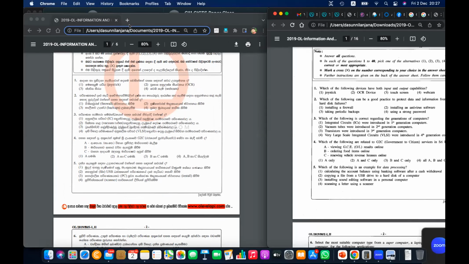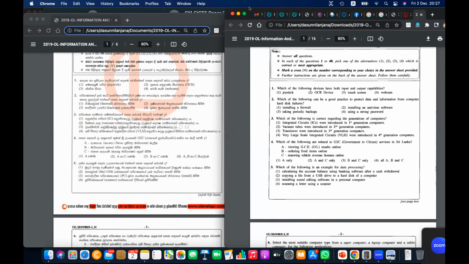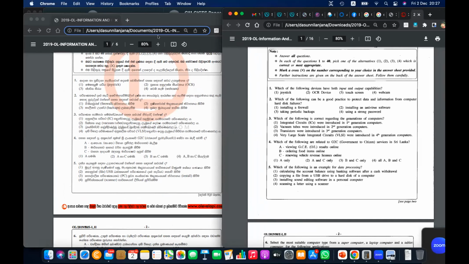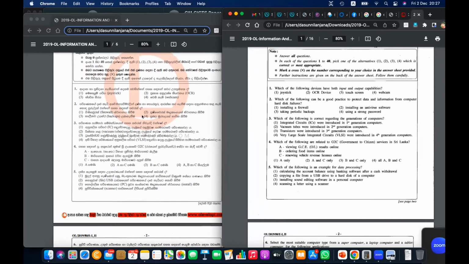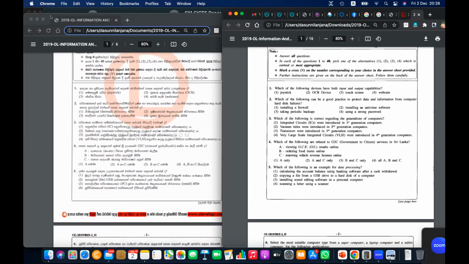If it is too small, you can also download the paper. This is the 2019 paper. Past paper.